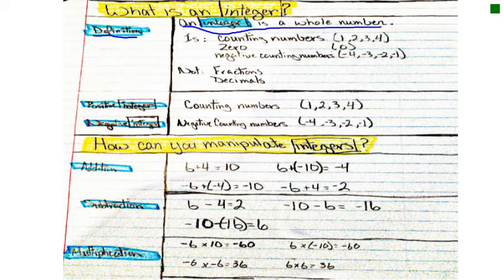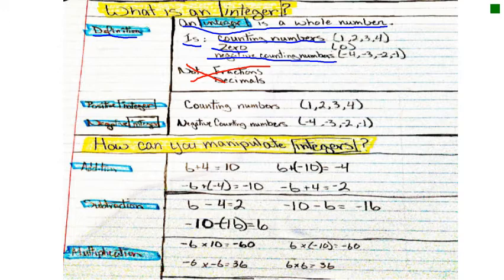An integer is a whole number. A whole number includes counting numbers, 1, 2, 3, 4, and so on. It does include 0. It also includes the negatives of those counting numbers: -4, -3, -2, -1. As an integer is not a partial number, it does not include fractions or decimals. An integer is a whole number and not a partial number, so no fractions or decimals.